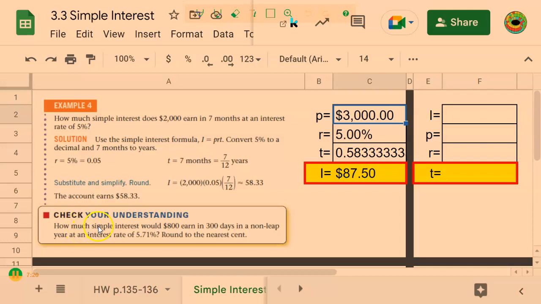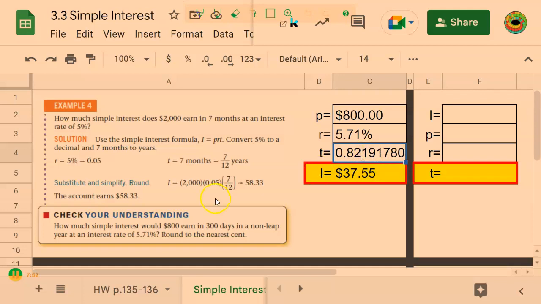So you can do this right here. Check your understanding. How much simple interest would $800 earn in 300 days, right? At a rate of, what, 5.71. 300 days would be 300 divided by 365. Oops, sorry. Equals 300 divided by 365, right? Just to convert it to a year. And it said, oh, that would be 37.55.